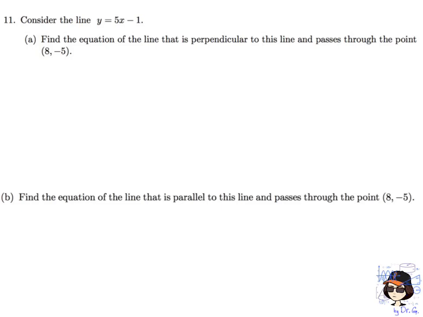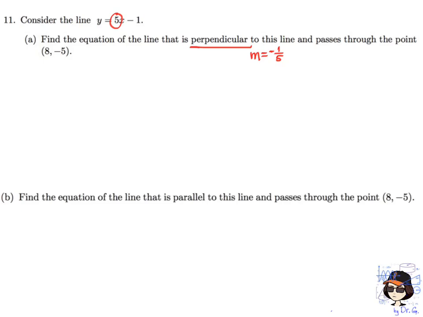So here we're looking for a line that's perpendicular to the given line. What does that mean? Well, the given line has slope positive 5. So the line that's perpendicular to it has to have slope negative 1/5. It has to be the opposite reciprocal. The slopes have to multiply together to be negative 1. So if the given line has slope 5, then the perpendicular line has to have slope negative 1/5.